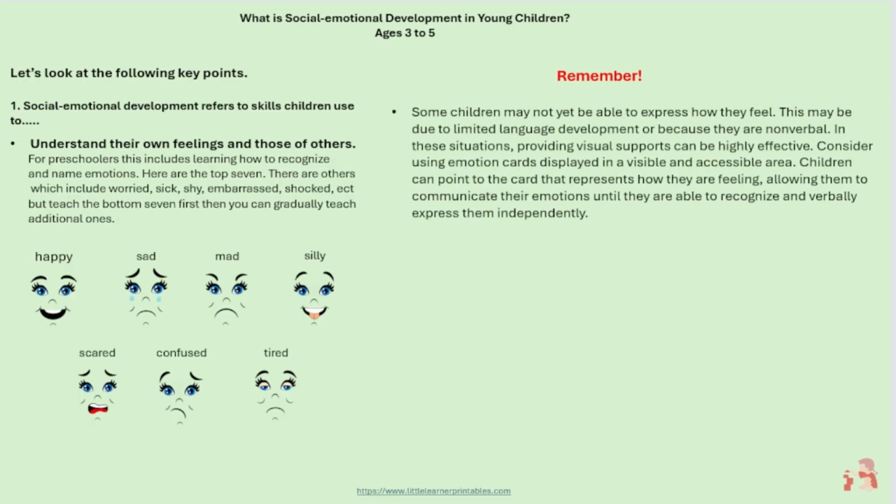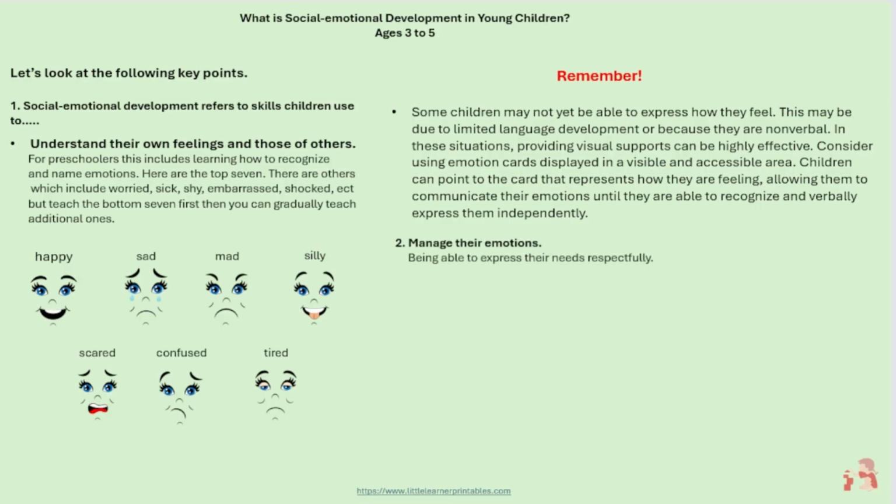Remember, some children may not yet be able to express how they feel. This could be due to limited language development or they are nonverbal. In these types of situations, providing visual supports can be highly effective. So consider using your emotion cards displayed in a visible and accessible area to the children. Then they can point to the card that represents how they feel, allowing them to communicate their emotions until they are able to recognize and verbally express them independently.